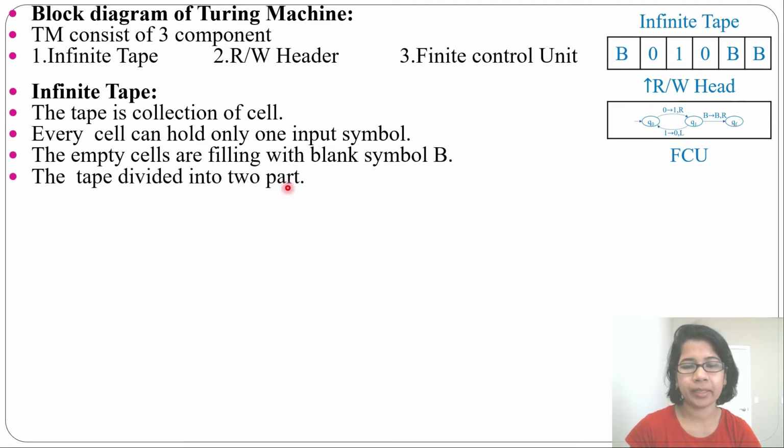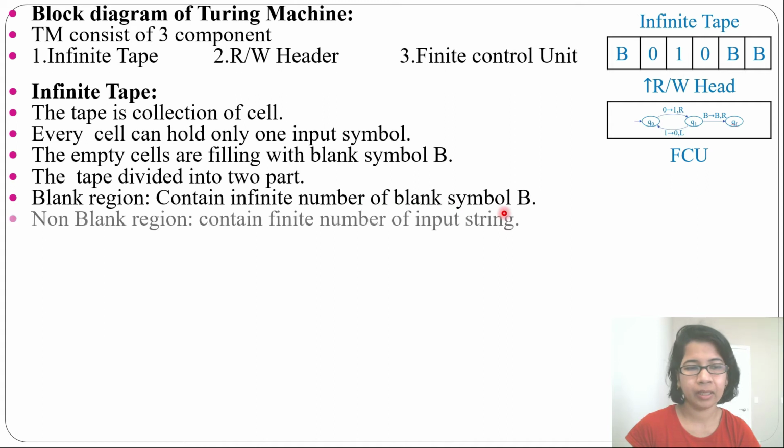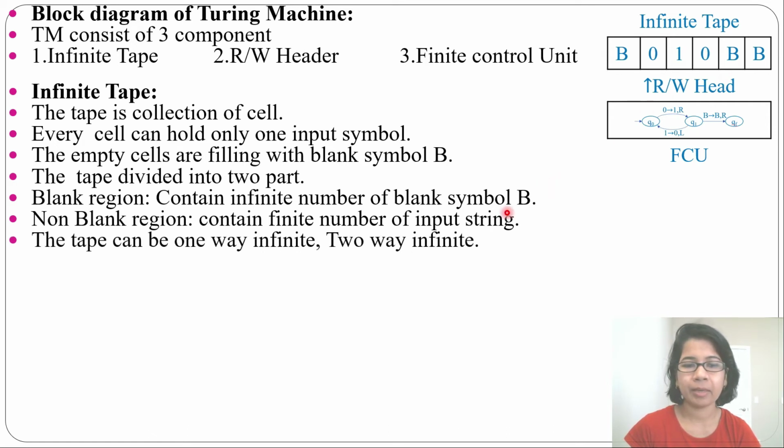The tape is divided into two parts: the blank region, that contains an infinite number of blank symbols B, and the non-blank region, that contains a finite number of input string symbols. So here this is the input string contained in the non-blank region, and the blank region can contain an infinite number of blank symbols. Then the tape can be one-way infinite or two-way infinite.